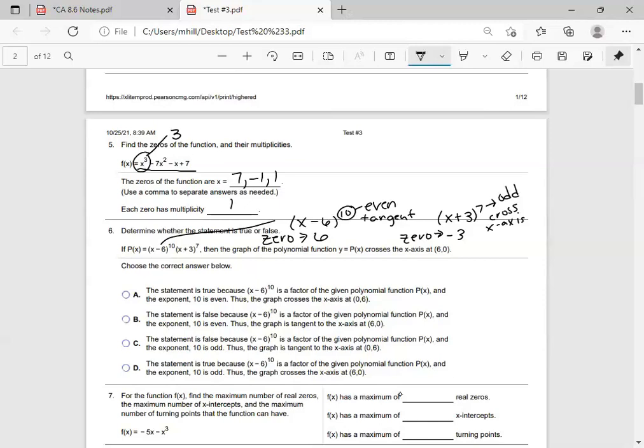So it's not this one. And it's not this one. The statement is false because x minus 6 to the 10th is a factor of the given polynomial. That's true. And the exponent 10 is even. That's true. Thus, the graph is tangent at that point. We okay with that? This one is wrong because 0, 6 is not a zero. That would be where it crosses the y-axis. The point (0, 6) is a y-intercept, not an x-intercept.